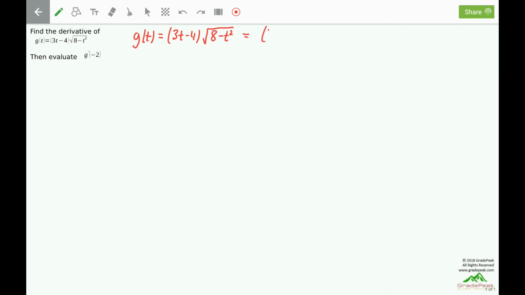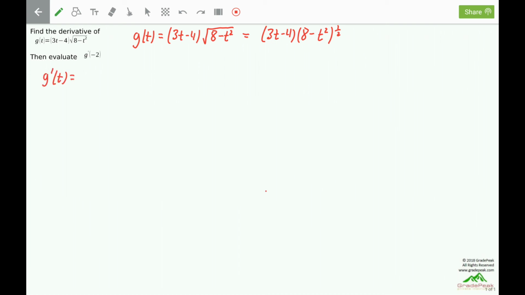The first thing I'm going to do is rewrite the square root as a 1/2 power, a fractional exponent, so that we can use the power rule for the derivative of that term. Overall, we have a product of two different expressions, so we're going to make use of the product rule for the derivative.